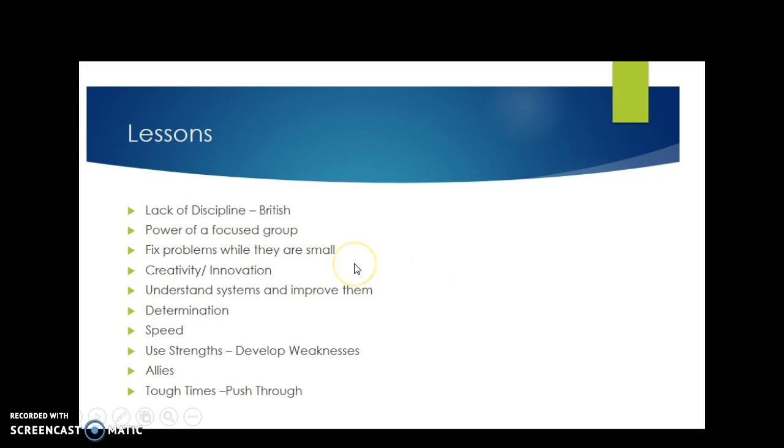We have to fix problems while they're small. The problem that we left in the Declaration of Independence by not dealing with the issue of slavery and rights for women and minorities will just grow and cause us many, many problems in the future. Always deal with your problems right away.